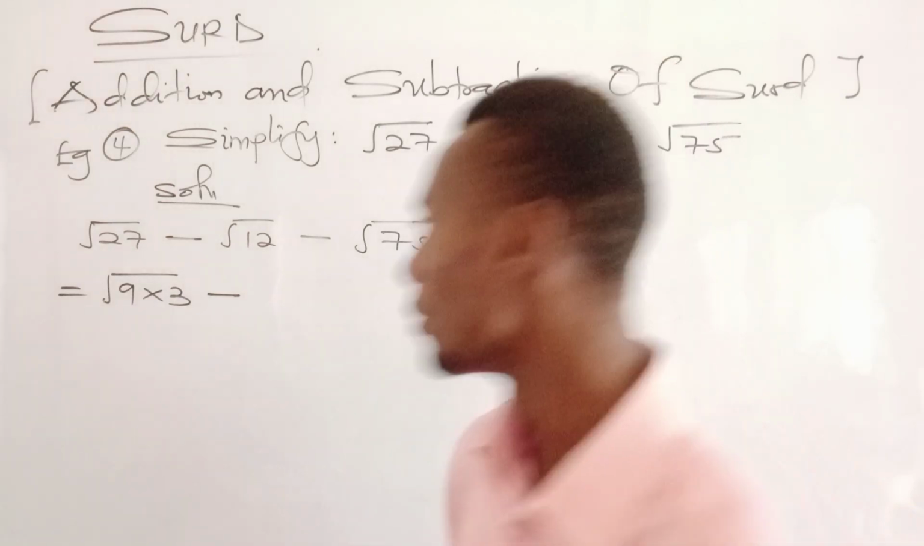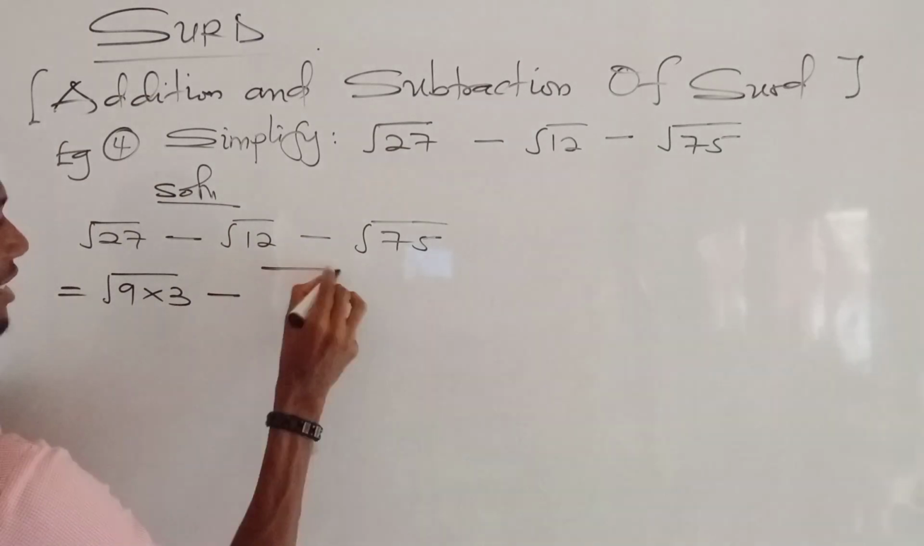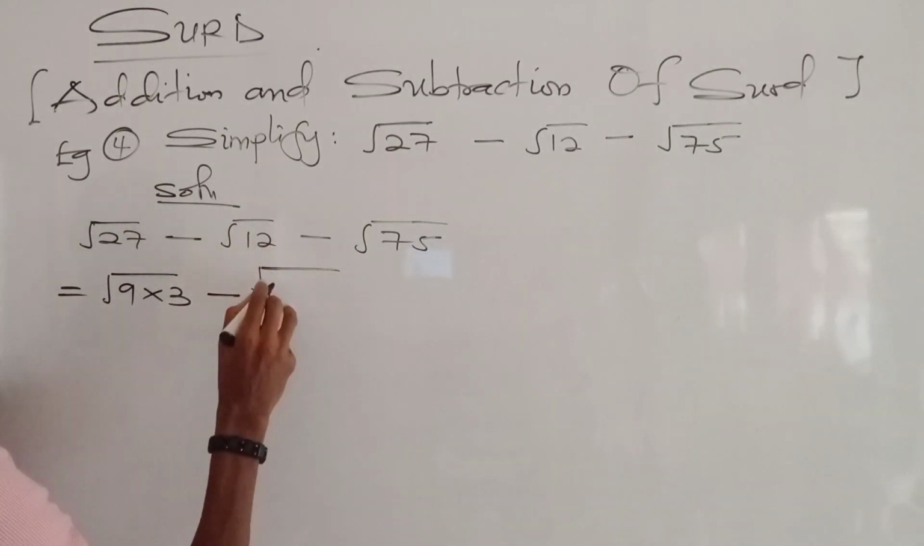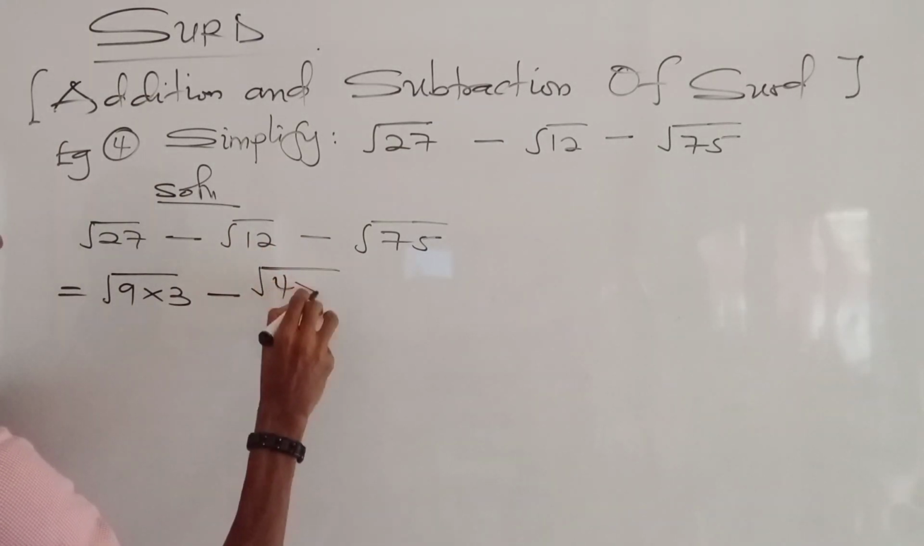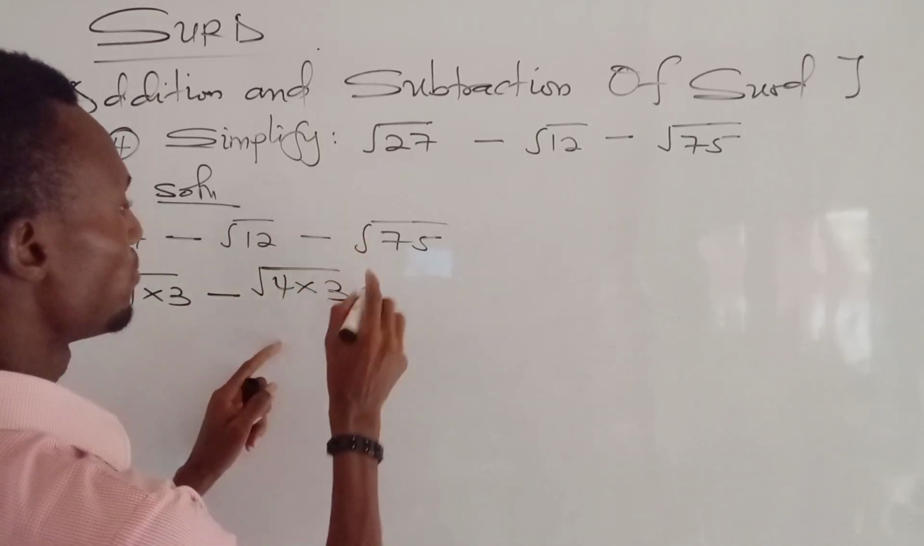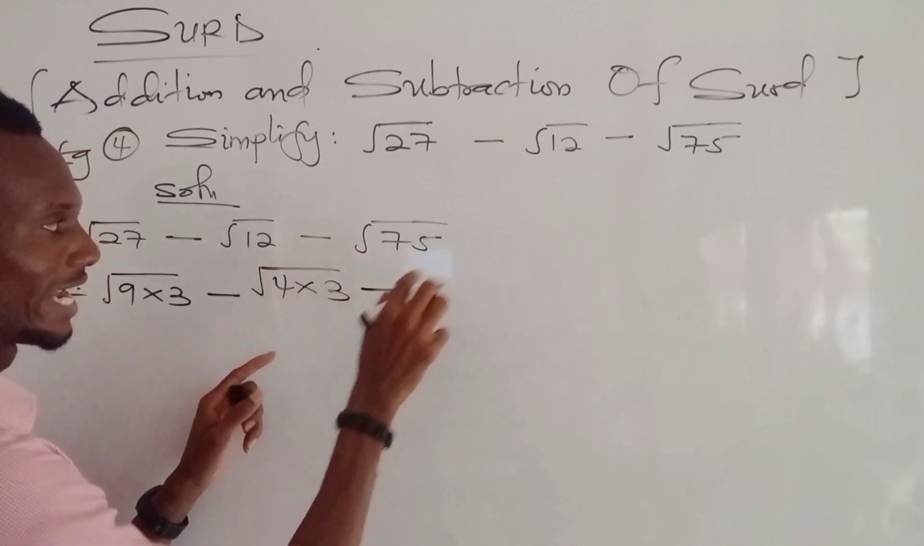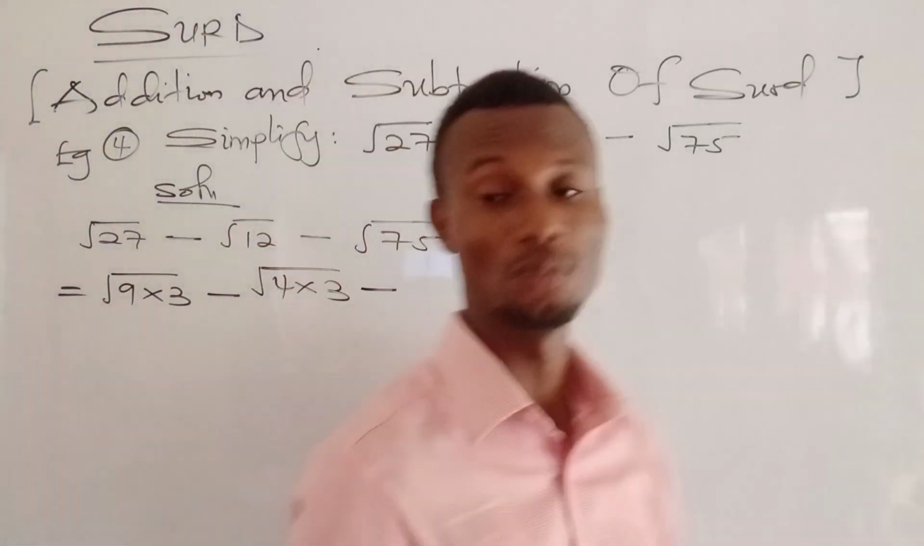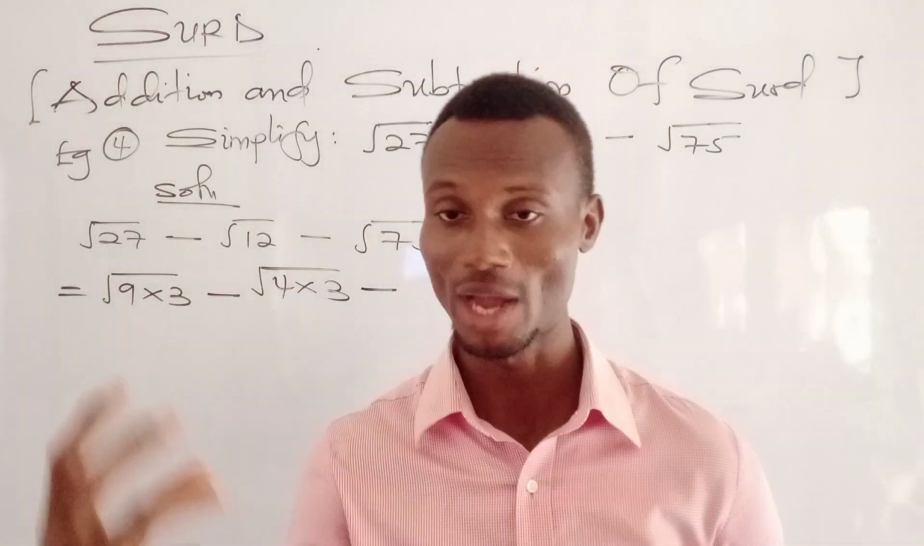the same thing. Okay, so bring your square root sign, which is here. Then the 12, we are going to replace it with 4 times 3. Please, I hope you agree with me up to this point. Then minus, because there is a minus sign here. Then the square root of 75 also, we are going to simplify it. We are going to reduce it.